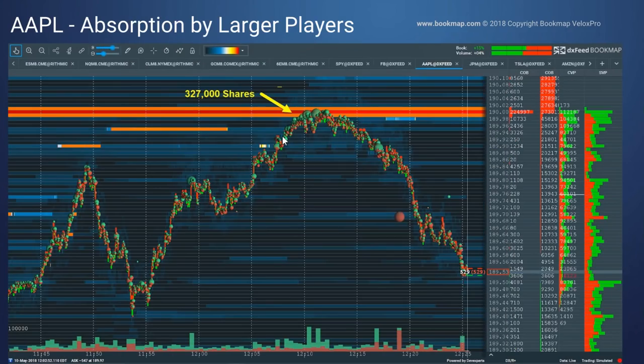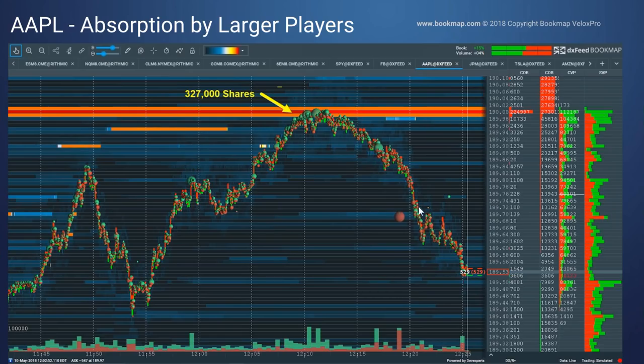Another great example of absorption here in Apple. 327,000 shares. We trade into it, and they keep trading and trading into it here. This is where you're going to note your cumulative volume delta spike to the high side, but price is not spiking because it's being absorbed. All this buying pressure is being completely absorbed here, and they're still in the book even after, at 190.